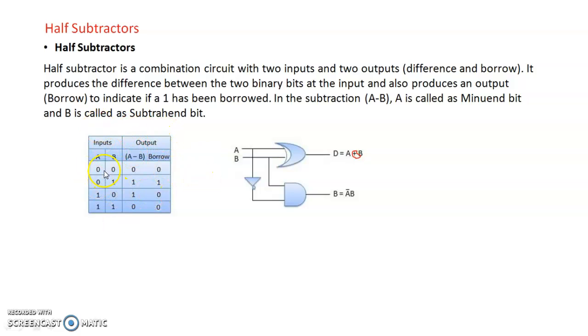So here 0 minus 0, normally it is 0, difference is 0 and borrow is 0. 0 minus 1, the difference is 1 and borrow is 1. 1 minus 0, answer difference is 1 and this borrow is 0. 1 minus 1, difference is 0, borrow is 0. So find out the K-map expression for this difference and borrow.